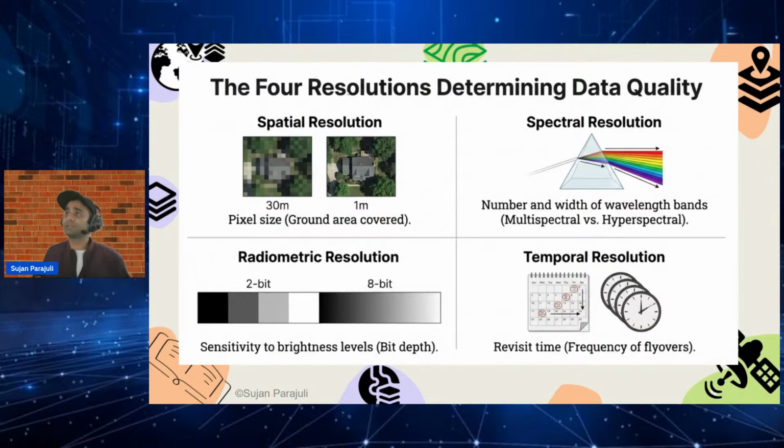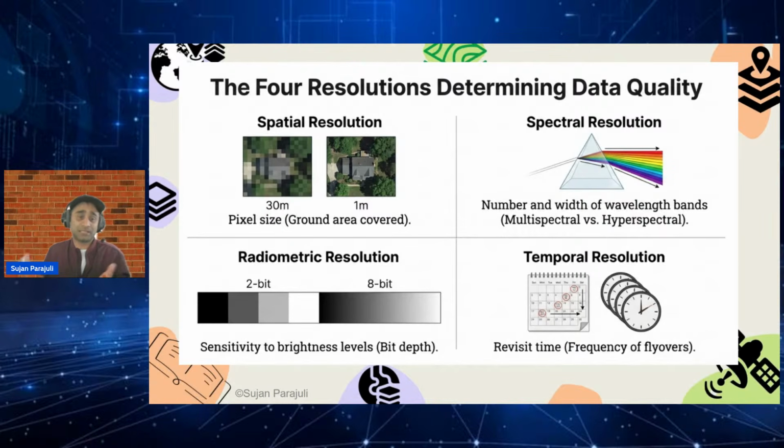Another concept that you need to understand in remote sensing is resolution. Like I said, the spectral resolution is about the different band information. Besides that, we have the spatial resolution, which is the pixel length or the pixel size. So, let's say for Landsat, the pixel size is 30 meters.